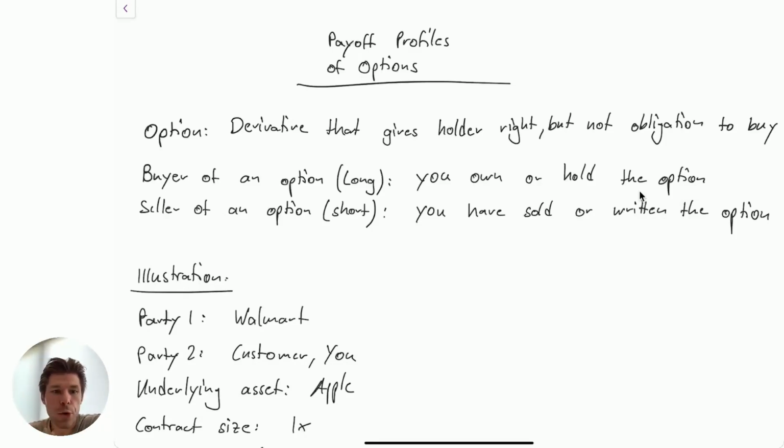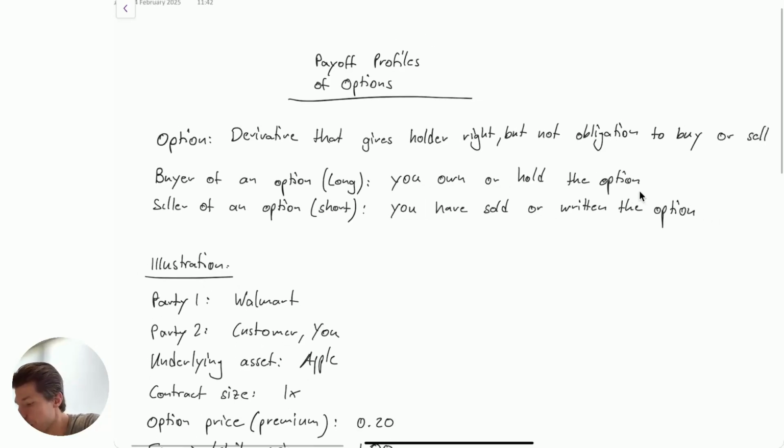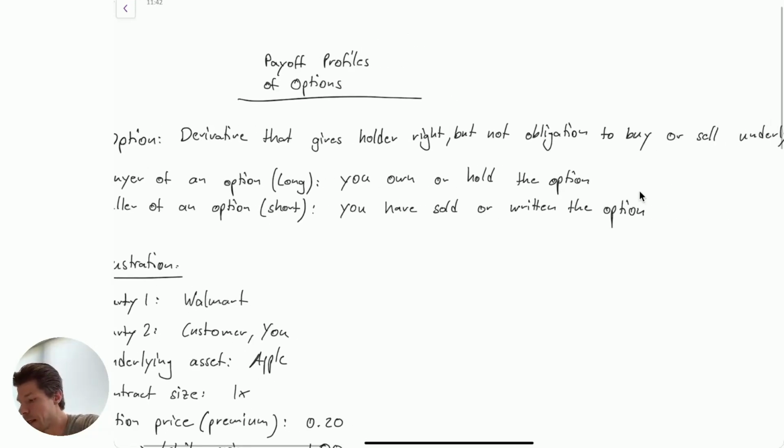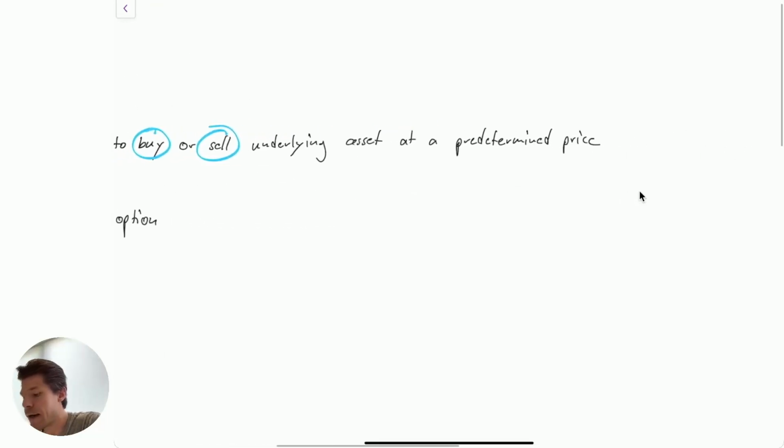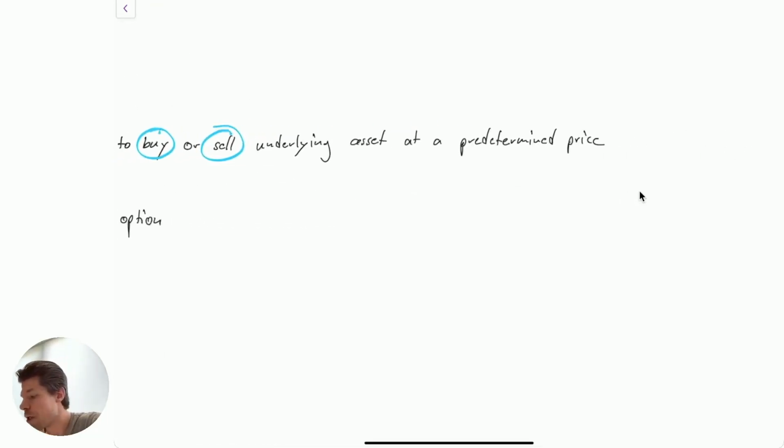Today I would like to go through the payoff profiles of options. We introduced options in another video. Options, just to recap, are derivative instruments that give the holder of the option the right, but not the obligation, to buy or to sell an underlying asset at a predetermined price. The predetermined price is called strike price or exercise price.